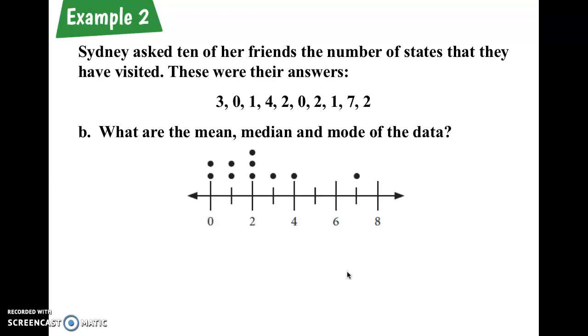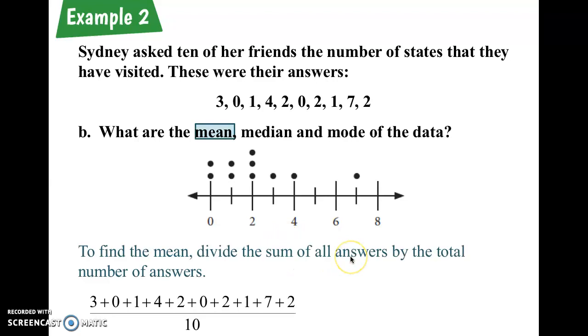Now we're going to answer some questions on measures of center. What are the mean, median, and mode of the data? Remember, when we're finding mean, also known as average, we have to add up all of our values and divide by the amount of numbers that we have. So we have 10 numbers. When we add them up, we get 22. 22 divided by 10 is 2 and 2/10. So the mean is 2 and 2/10, or the average number of states is 2 and 2/10.